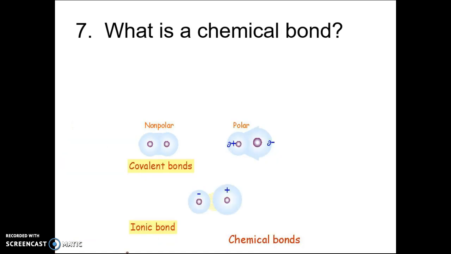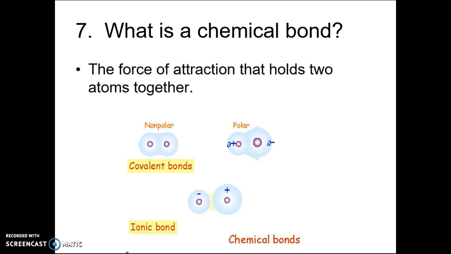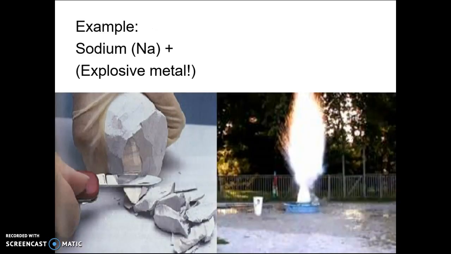What is a chemical bond? Well, the actual bond itself is not something you can see, touch, anything like that. It's not a thing. It's a force. It's an attraction, kind of like magnets attract each other. And this force holds the two atoms together. That is what a chemical bond is.